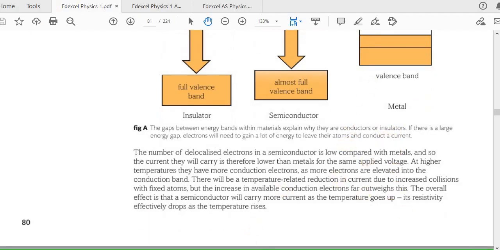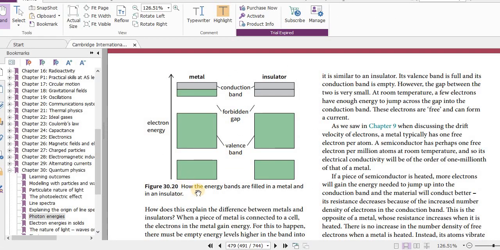Actually, there is a better diagram I will show you in the other book, or I'll show it right now. So here you can see how the energy bands are filled in a metal and in an insulator. In a metal, you can see the conduction band has electrons. That's why it's in green. In an insulator, there are no electrons. But the valency band in both is full. So for it to conduct, there should be electrons in the conduction band. You can see a valency band is shown, the conduction band is also shown, and here is the forbidden gap.